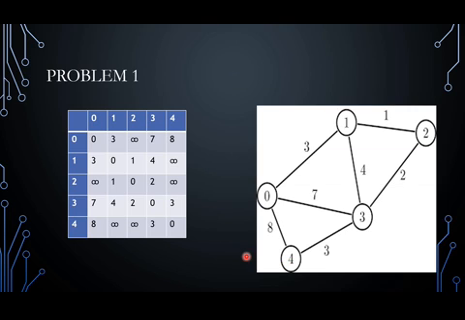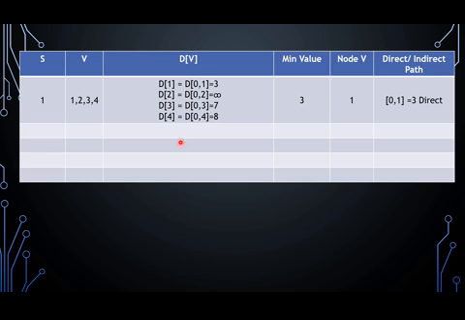So starting with considering the source. Which is the source? 0. So my direct distances from the source will be 0 to 0 is 0, 0 to 1 is 3, 0 to 2 is infinity, 0 to 3 is 7, 0 to 4 is 8. Okay? So I will consider this.